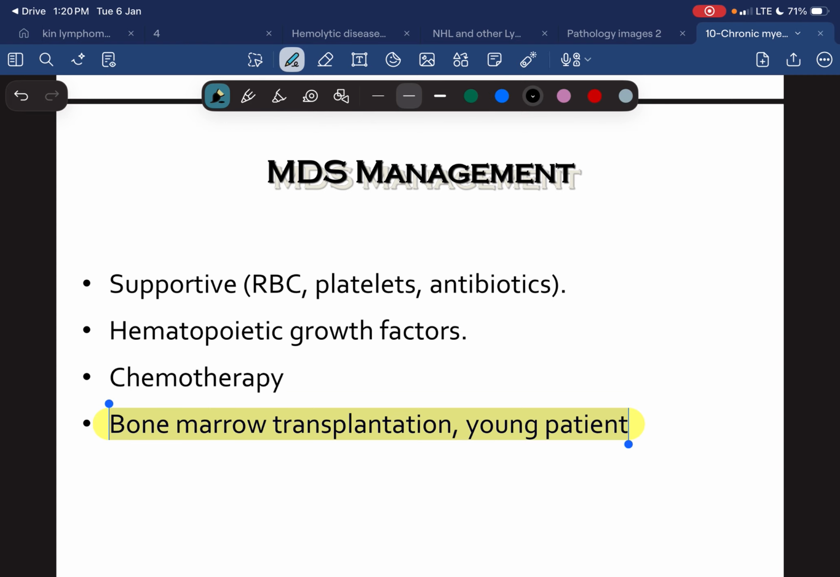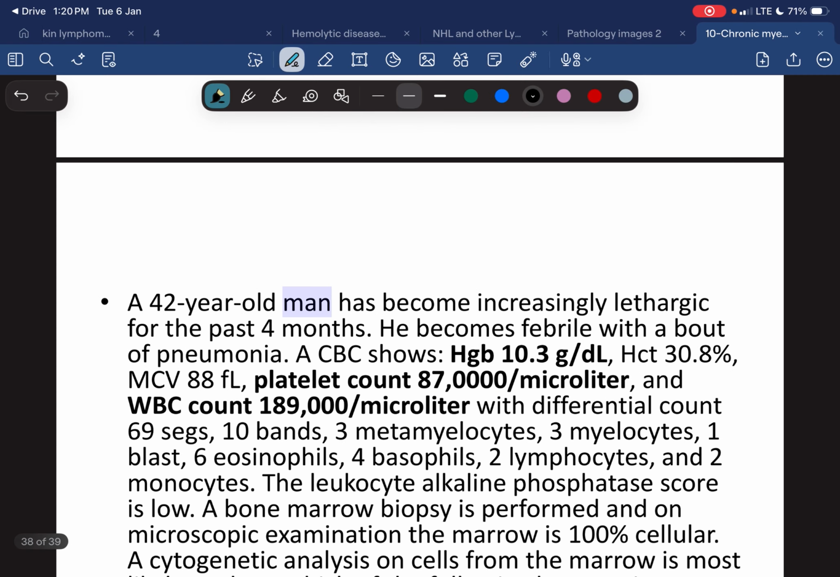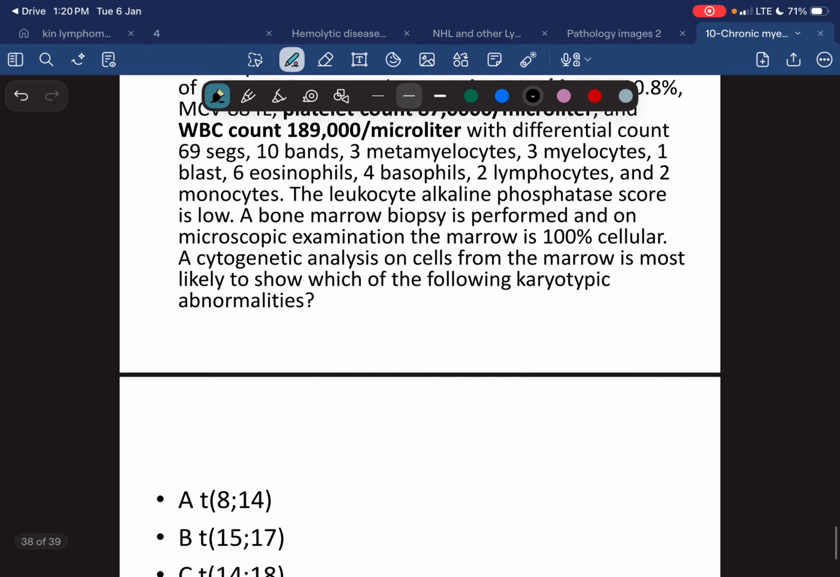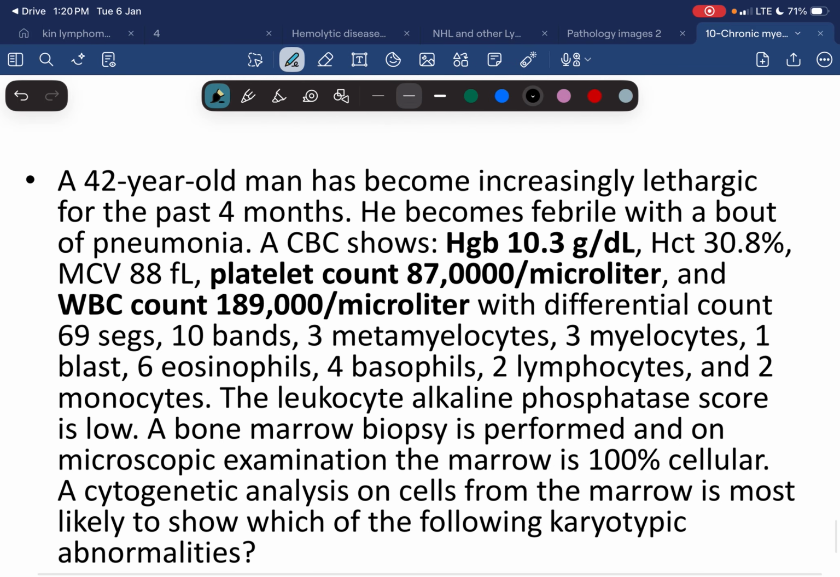Okay, here is the last thing, the case: a 42-year-old adult. Platelet count is 87, which is decreased. Hemoglobin is 10, decreased. White blood cells 89,000, increased. Now the CBC or differential shows increase in the white blood cells, the segmented type cells. The leukocyte alkaline phosphatase score is low, so we have increase in white blood cells, but they are non-functioning.